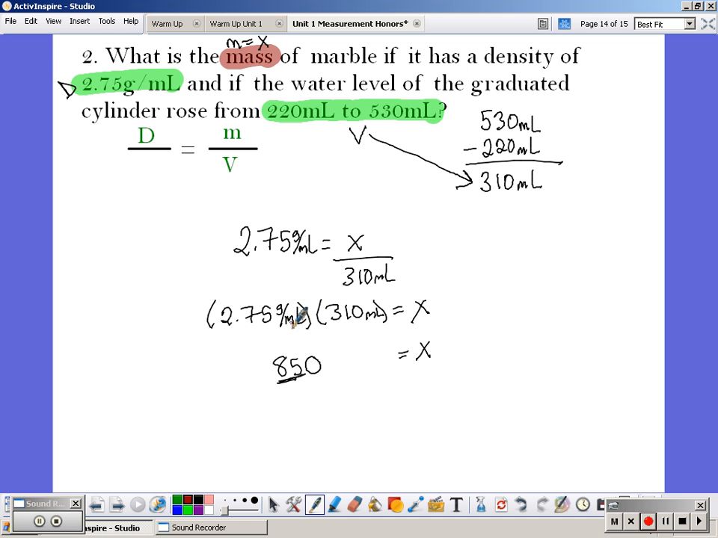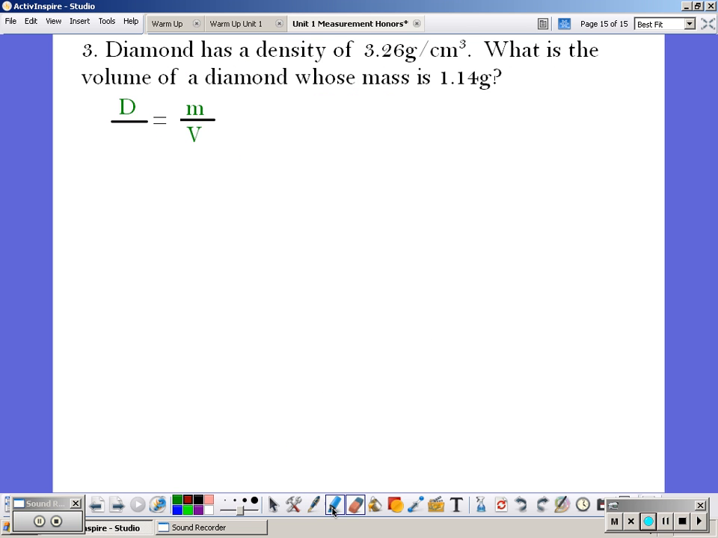Grams over milliliters times milliliters. Our milliliters will cancel out, leaving us with just grams. And since we're solving for mass, and mass is measured in grams, I know this is correct. In our last problem here, we have diamond has a density of 3.26 grams per centimeters cubed.